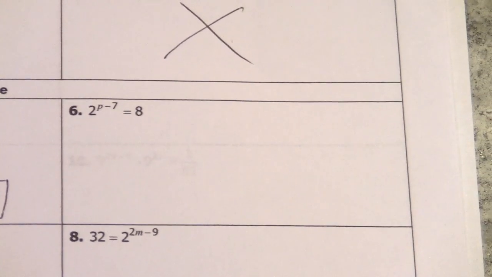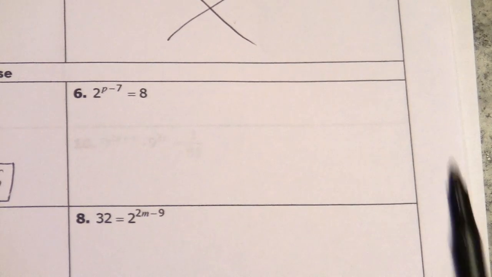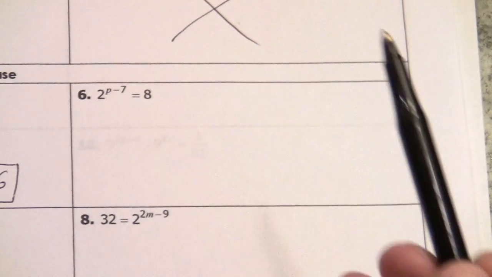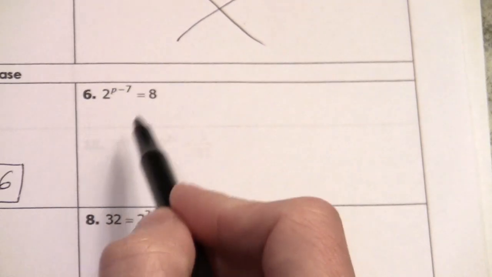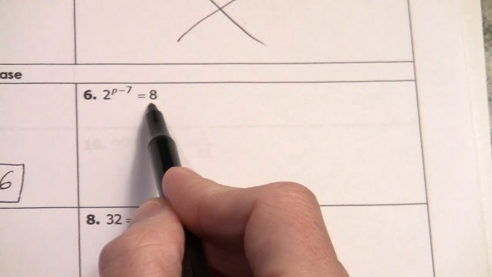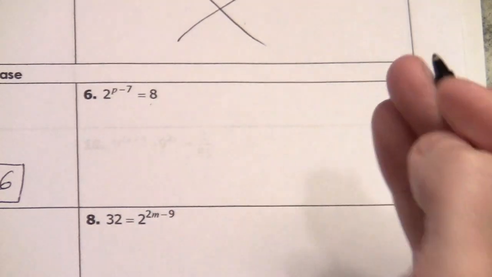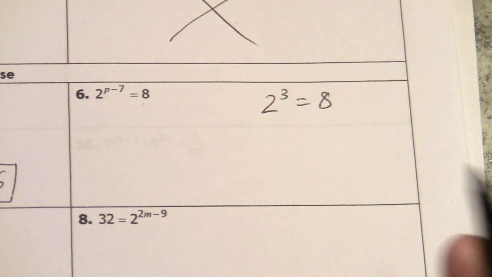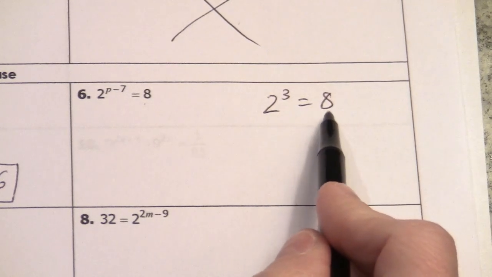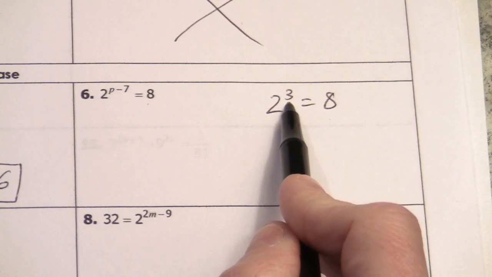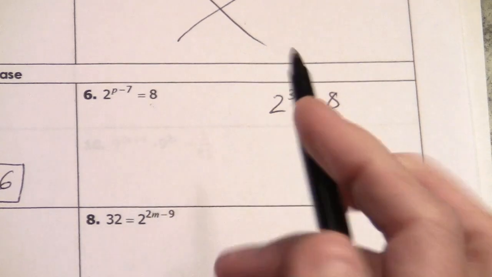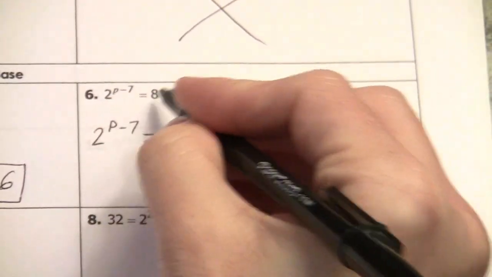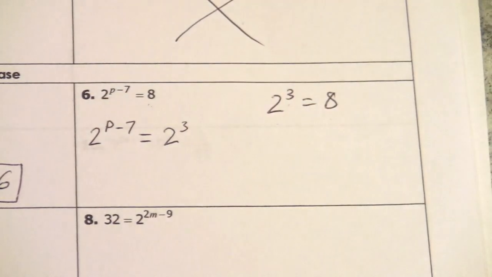All right, number 6, here we go. We have 2 raised to the power p minus 7 equals 8, okay? 2 is raised to a power, which means we need to change this 8 into something 2 to some power. And as we know, 2 cubed is 8. So that's going to be our go-to here. We're going to change this 8 to base 2 with a power of 3. That's what we're replacing this number with. So it now becomes 2 to the p minus 7 power equal to, instead of 8, 2 cubed.